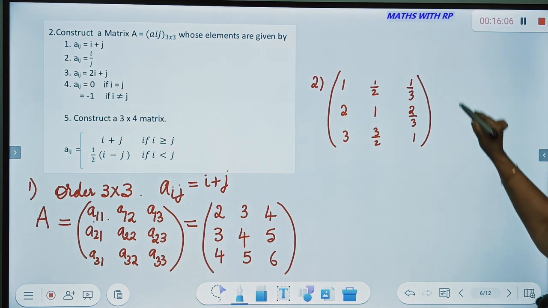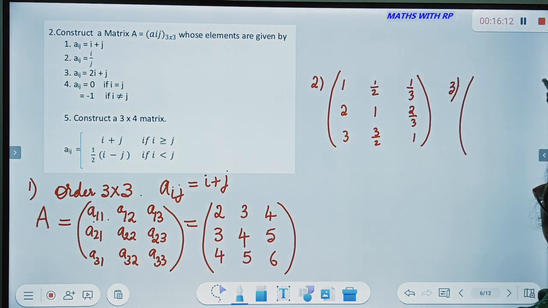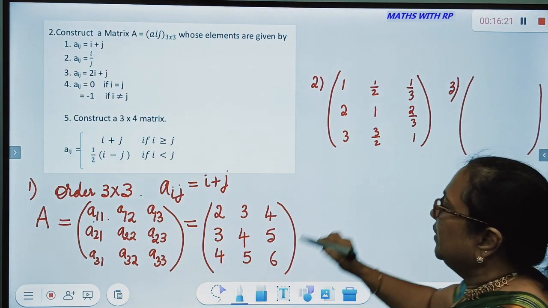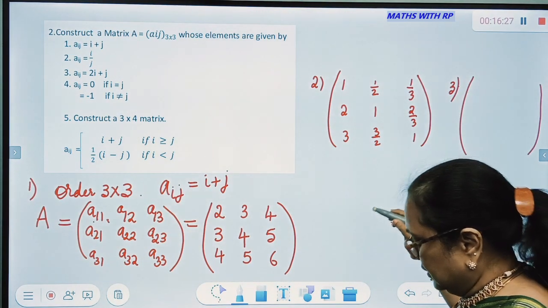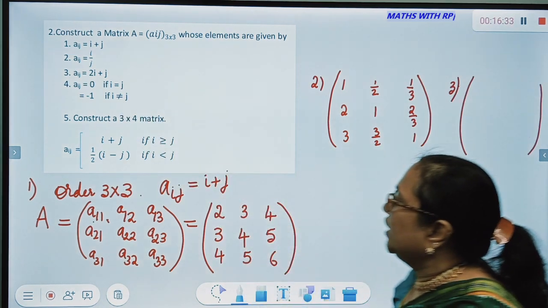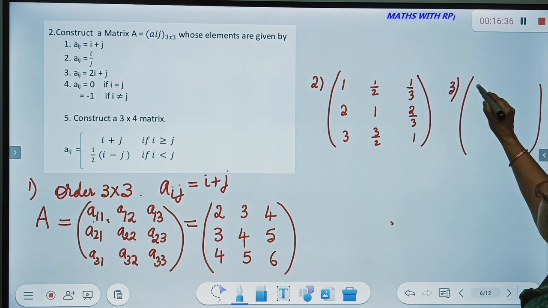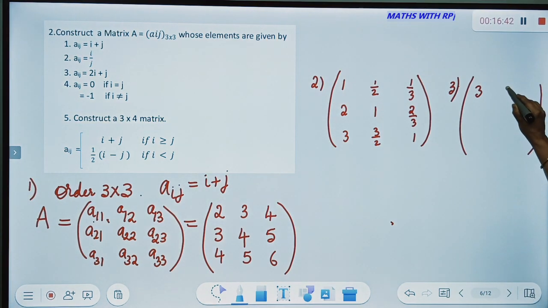Now third one, again a 3 by 3 matrix. How is it defined? 2i plus j. So what will be A11? It will be 2 into the first number, 2 plus 1, which is 3. So multiply the ith element by 2 and add it with j. So 2 into 1 plus 1, which is 3. This will be 2 into 1 plus 2, which is 4. Then you have 2 into 1, 2 plus 3, which is 5.